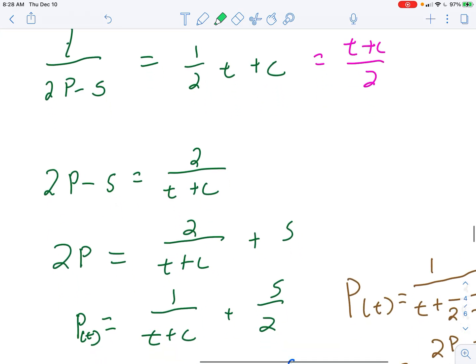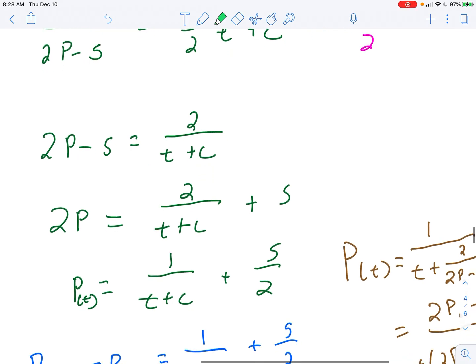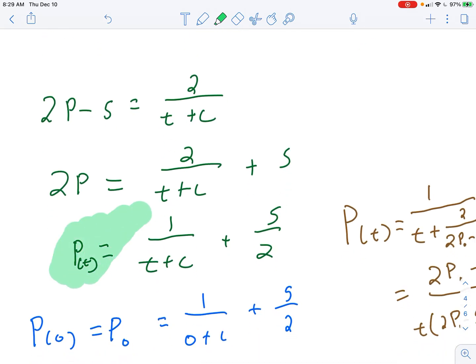And now we're going to solve for p. Subtract 5, divide by 2. When I get rid of this minus 5, I add 5. And then when I get p by itself, I got to divide everything by 2. 2 divided by 2 is going to be 1. And then 5 divided by 2 is going to be 5/2. And so now we've solved for p. So here's our solution. P of t is equal to 1 over t plus c plus 5/2.